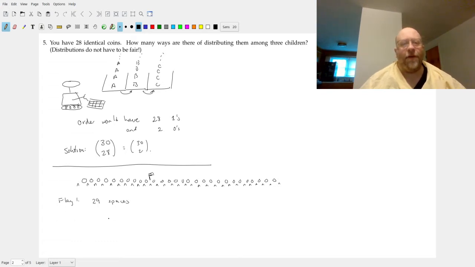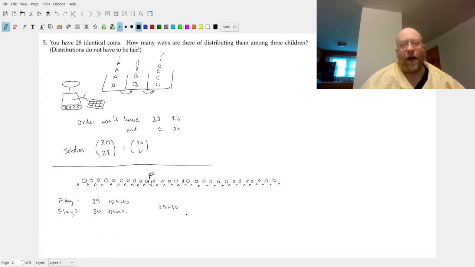How many spaces are there now for the second flag? Well, the second flag can go in any of these 28 different spaces, or to the left of the first flag or to the right of the first flag. So this is now a space to the left of the flag or a space to the right of the flag here. So flag 2 has 30 spaces, and so that's 29 times 30.